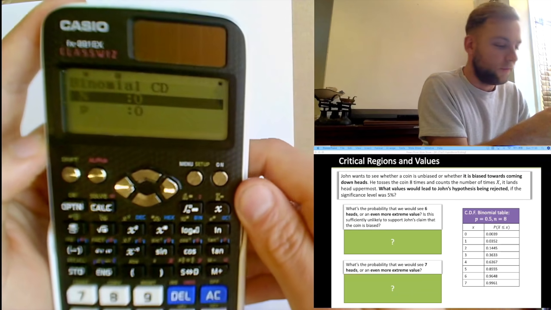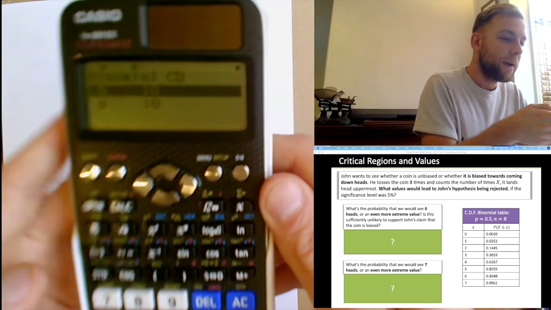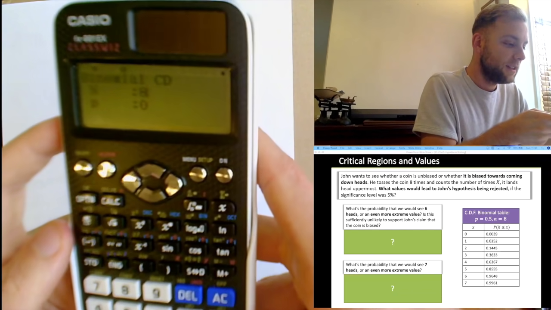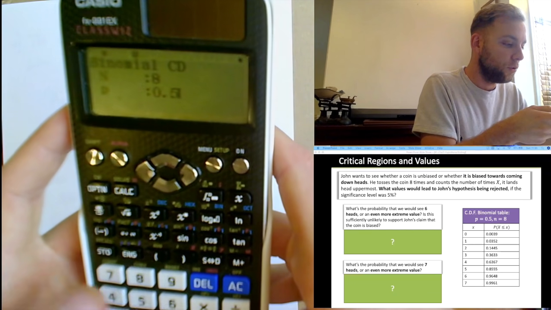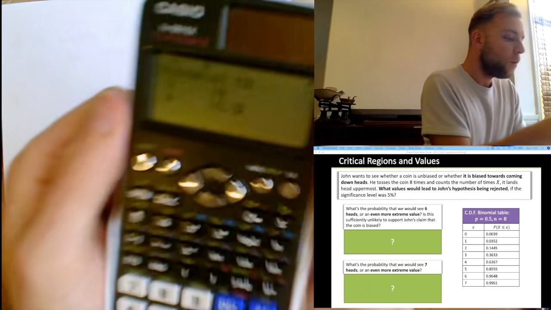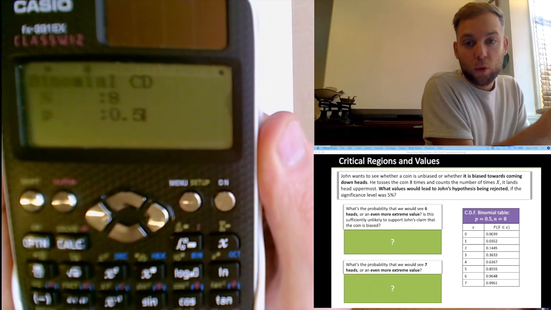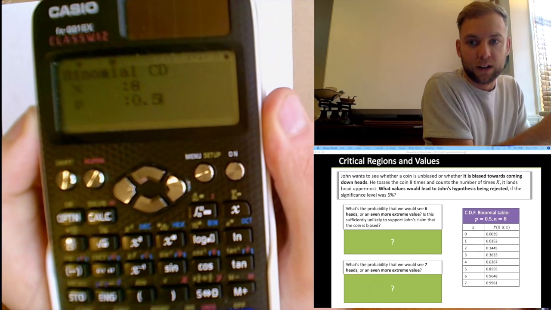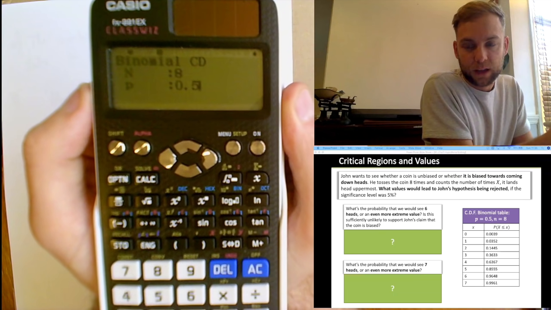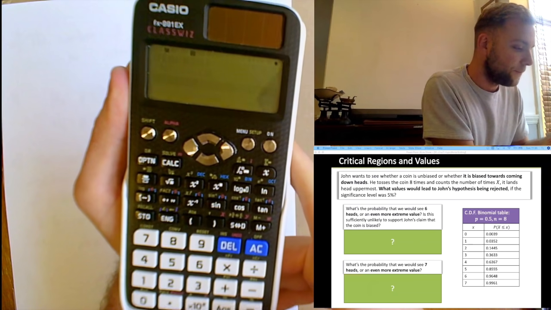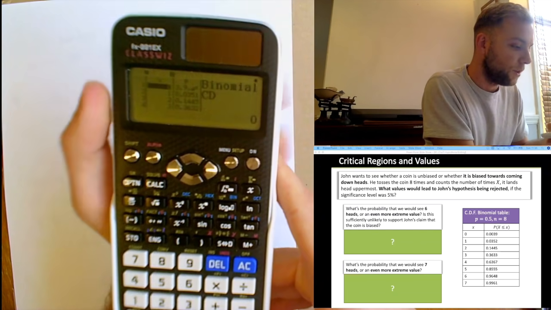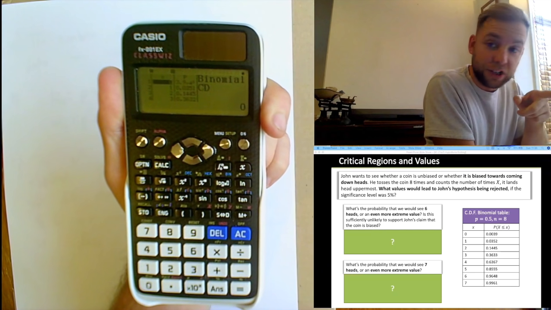And now what it's asking for is, what's the amount of times that you've done this test? Well, 8. And what do you expect the probability to be? Well, 0.5. So what we're doing here is, instead of doing just one value, we're actually working out the cumulative value of all of these together. So if I press equals on that, it's going to work it all out, and it actually gives you the values which you can see here.